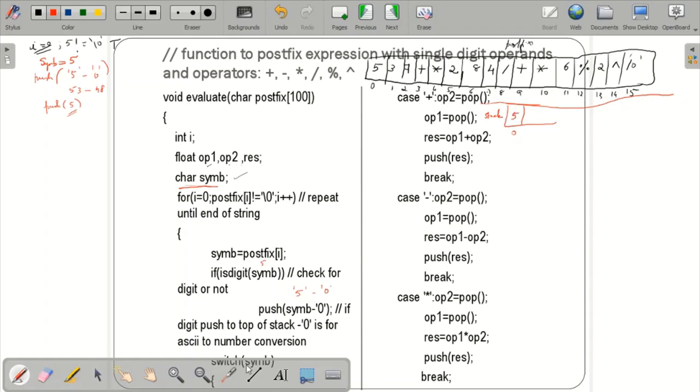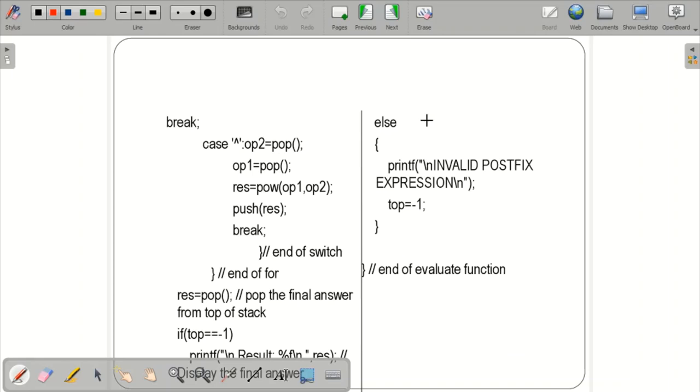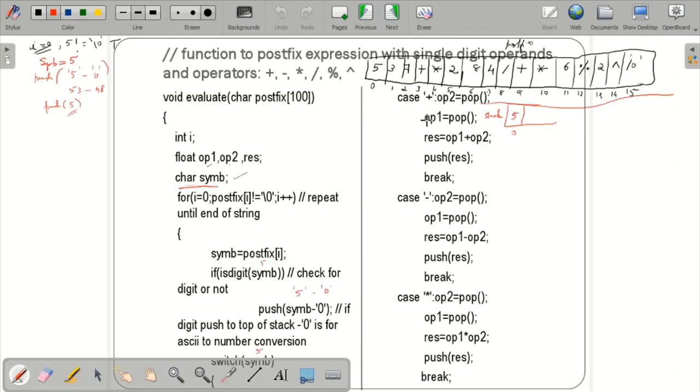And then switch sym we have. Switch sym is nothing but here, instead of sym you have 5. For that 5, check whether any cases are there. No, whatever switch cases are there, that is only for the operators. If you see, it is only for the operators. So it will come out of this switch. It's already been pushed. I will be incremented now. Now your I iteration is 1.